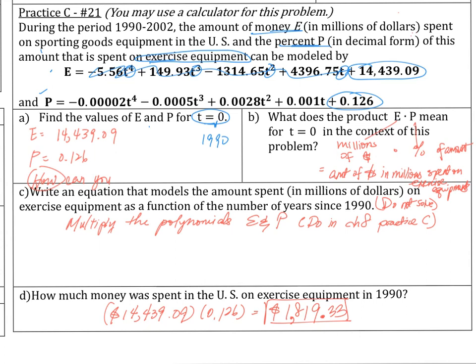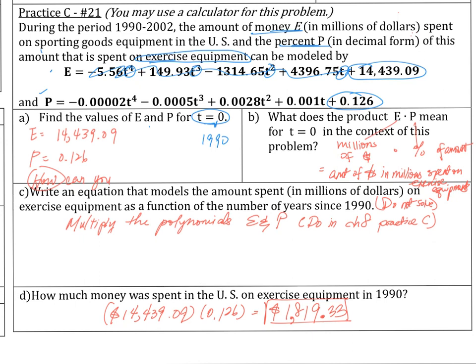You have to take the first polynomial and multiply every single coefficient. So negative 5.56 times negative 0.00002, and then negative 5.56 again to this coefficient, this one, and then this one, and then repeat the entire process with the second coefficient, which is very, very tedious. Okay, but you can do this in practice C. And part D will be quick.